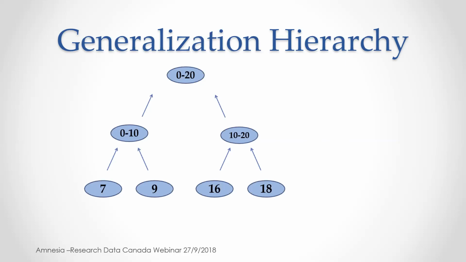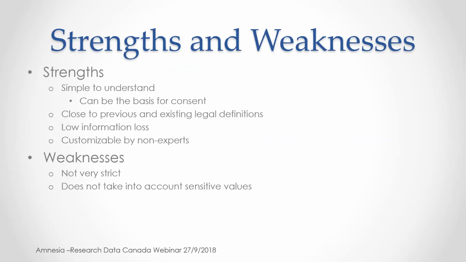I'm describing this process because when we see how Amnesia works, this is a part of the input that has to be given by the user. Now, the strength of K-Anonymity is that it is one of the simplest guarantees for anonymity. So it's easy to understand. It can be the basis of consent. People can understand and say, okay, I'm okay.